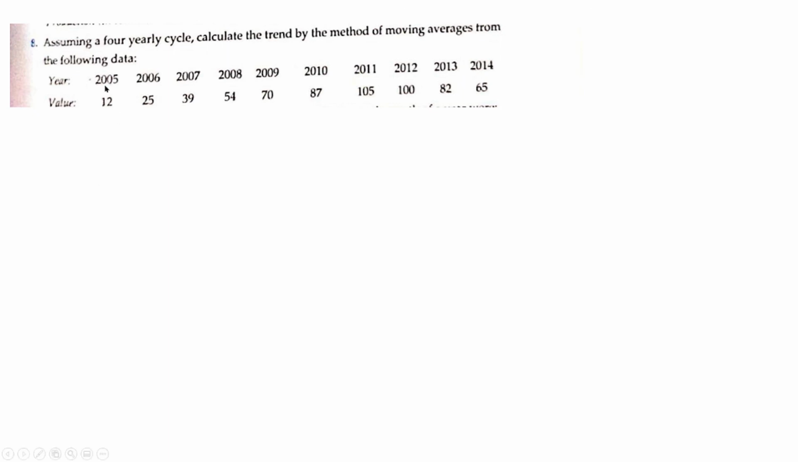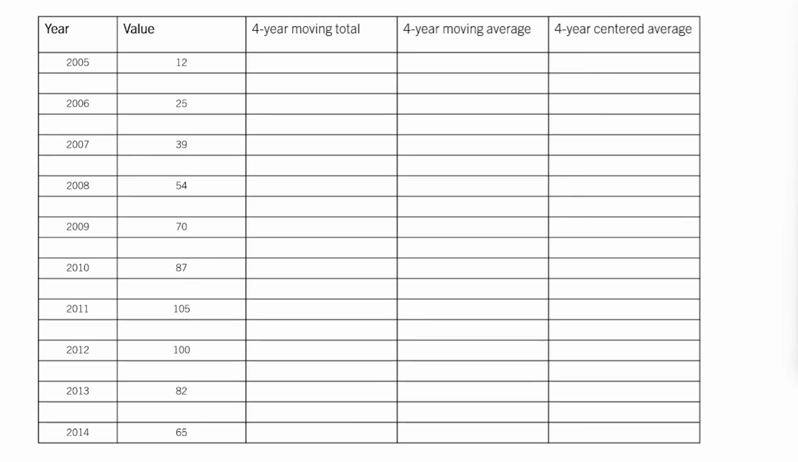Moving on to the next question. Assuming a 4-yearly cycle, calculate the trend by the method of moving averages from the following data. So here we have to find the 4-year centered moving average. For various years, the values given in the question are written here. Now we have to find the 4-year moving total, then the 4-year moving average, and then the 4-year centered average. First, let us find the 4-year moving total.